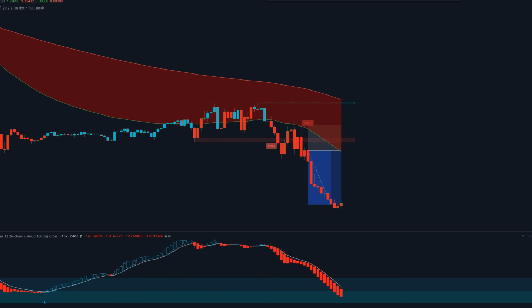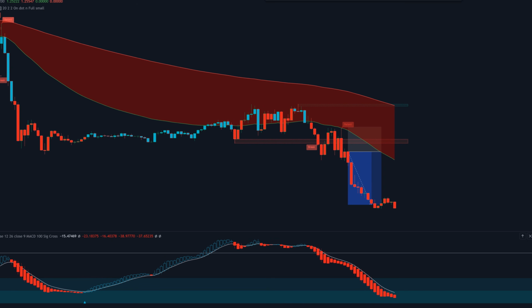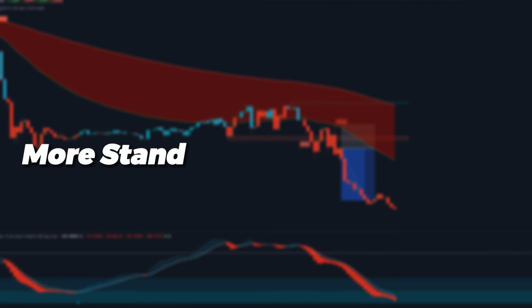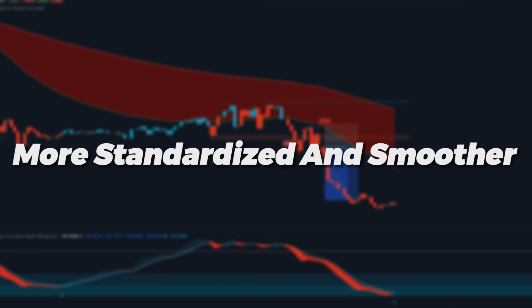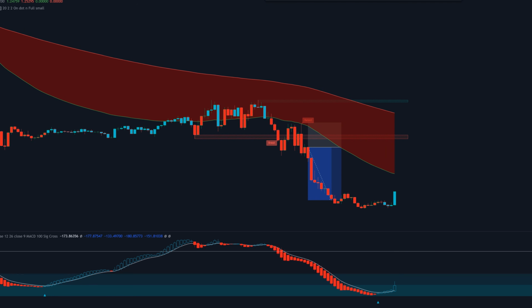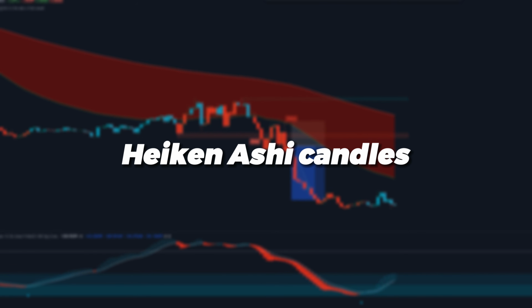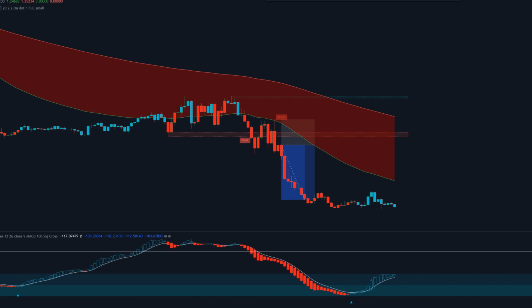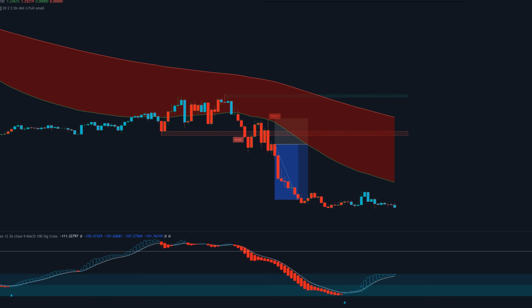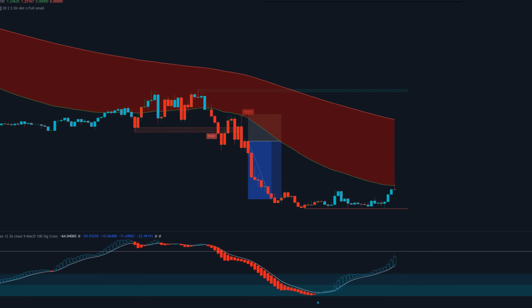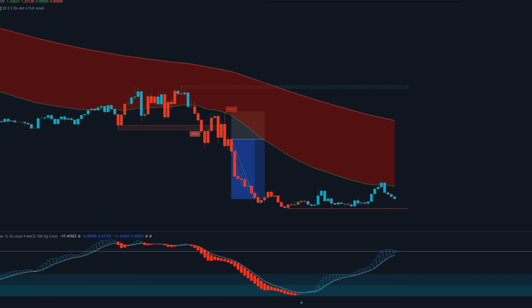In summary, the standardized MACD enhances the traditional MACD by offering a more standardized and smoother visualization of market momentum and trend. Its integration of the Heiken-Ashi candles makes it a robust tool for traders who need a clearer and more objective view of market dynamics, especially when dealing with different assets and timeframes.